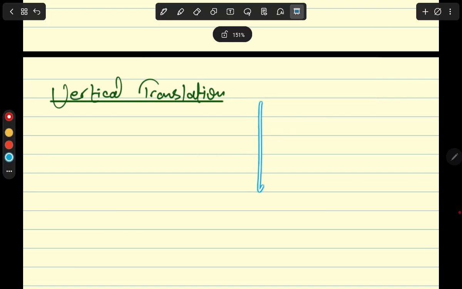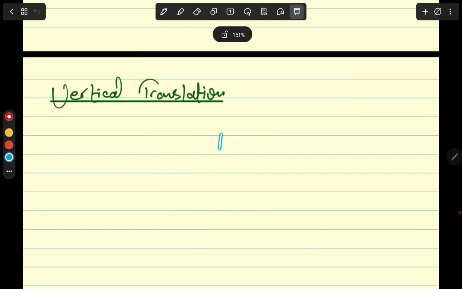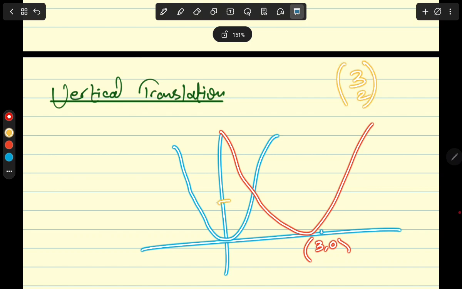So for example, if the translation vector is 3, 2, and the parabola is like this, it is moving 3 units to the right. So instead of the vertex being at 0, 0, it is going to be at 3, 0, my bad. So this parabola moves to 3, 0. And then if the translation vector was 3, 2, it moves up by 2 units. So our new vertex is going to be here. So this is a combined translation of vertical, which is this, and horizontal, which is this.